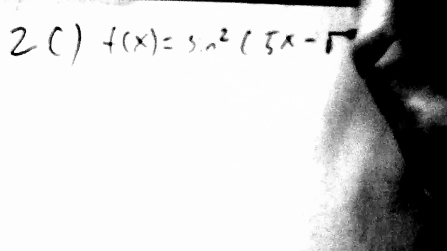This is 2c. f of x equals sine squared of 5x minus root x. Okay, so this one's a tiny bit trickier.